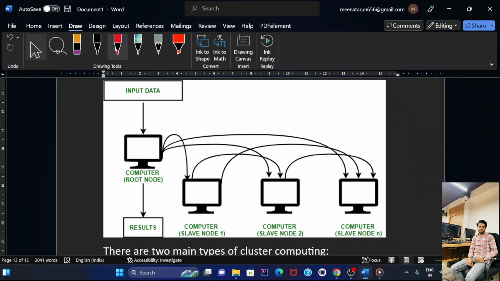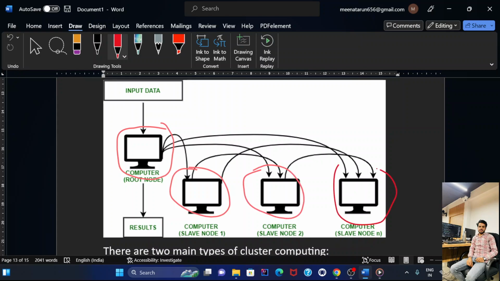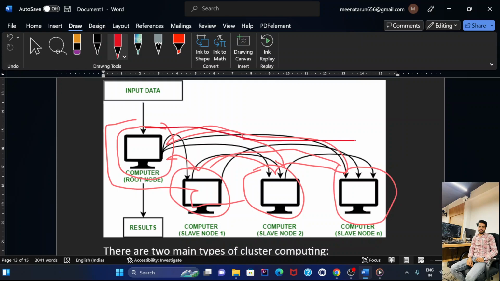So we can see the diagram of cluster computing. There is a single root node connected with the different slave nodes, and they are connected to each other. So they can form a single entity and work as a single entity, and all the individual results are combined to form a single result, which is the final result. So this is the diagram of a cluster.